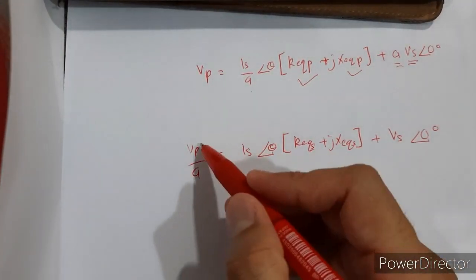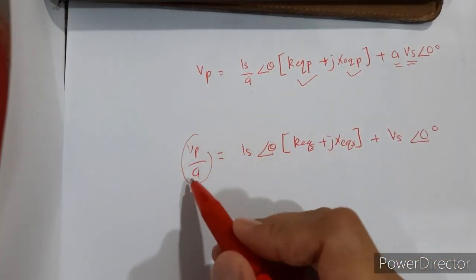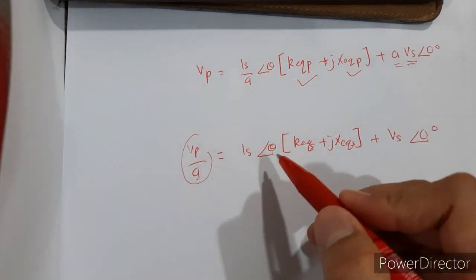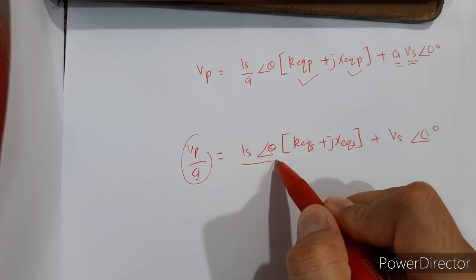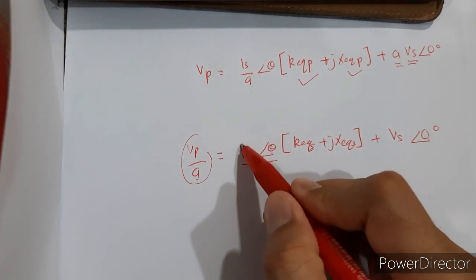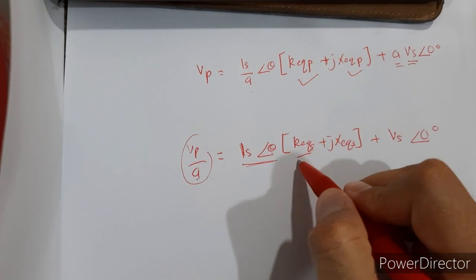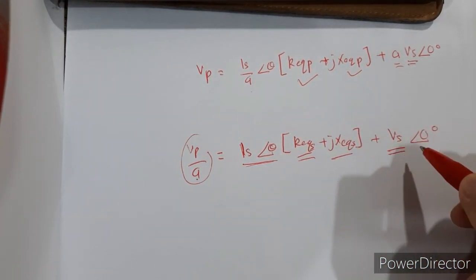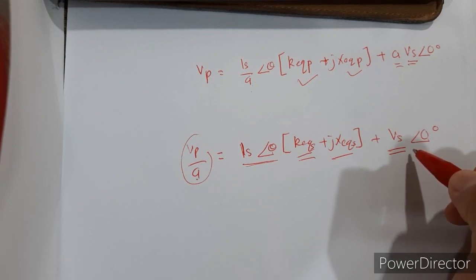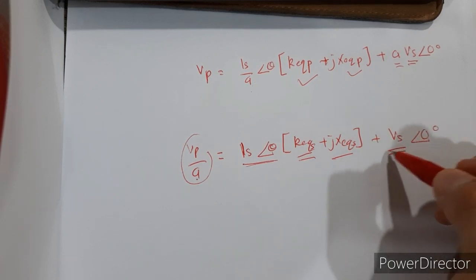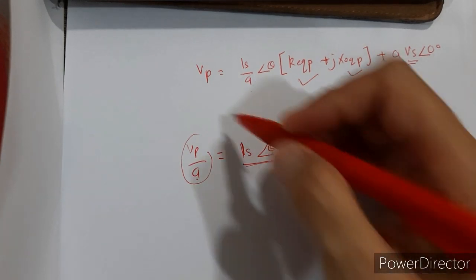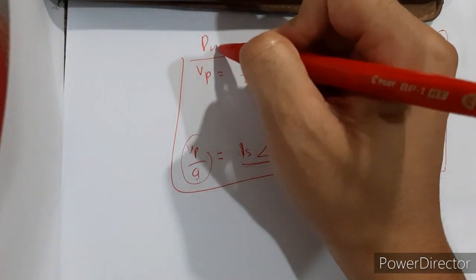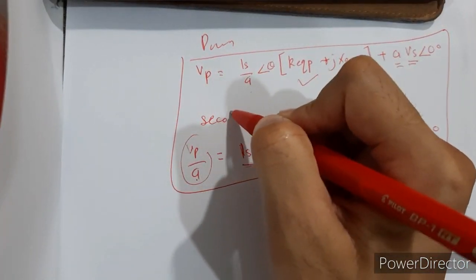And for this one, VP originally at primary, we refer to secondary by dividing by A, and this IS is originally at secondary, so it remains similar. So this one is secondary referred to secondary, and it is originally at the secondary side, so it will remain similar. So you have to remember these two equations for voltage regulation: primary, and this is secondary.